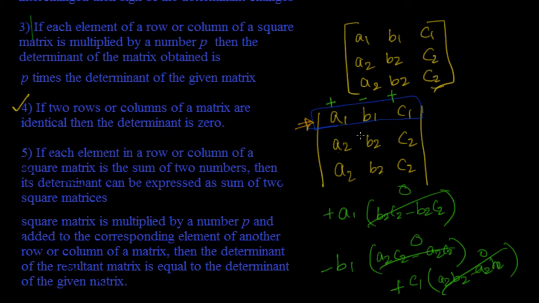Now what I suggest is, instead of taking this, suppose I take A2, B2, C2. If you calculate the determinant, you will get 0. I have checked already, you will get 0, but just have a look at that. Okay, let's move to the next property.